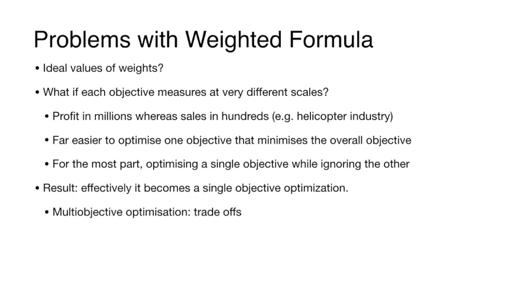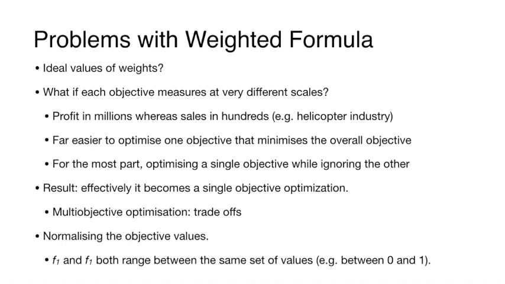One solution to this can be normalizing the objectives, so the scales of values of all the objectives are identical. So we can try different normalization formulas. For instance, those formulas that can ensure that the values of both F1 and F2 range between the same set of values, that is between 0 and 1. We can try this for our problems and see if it works for our problem.